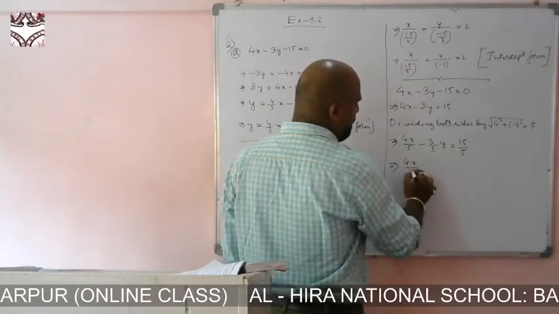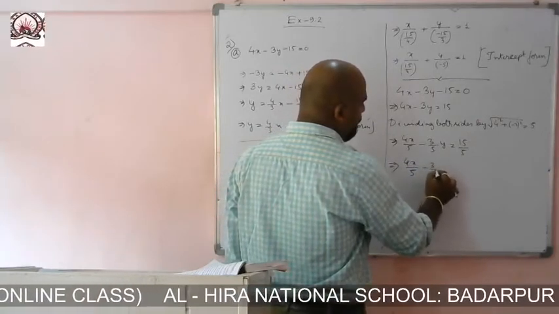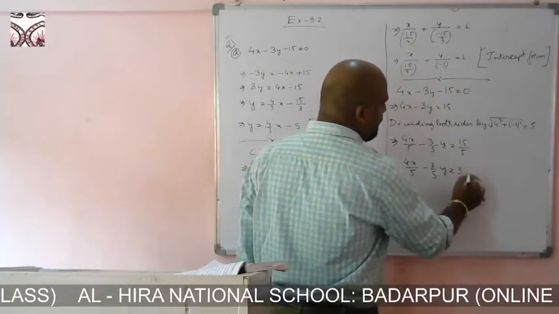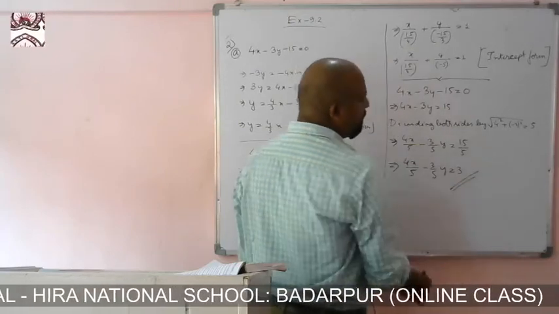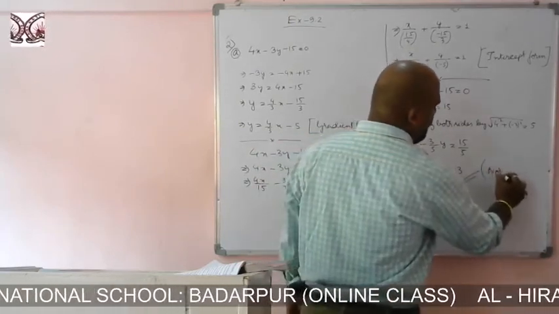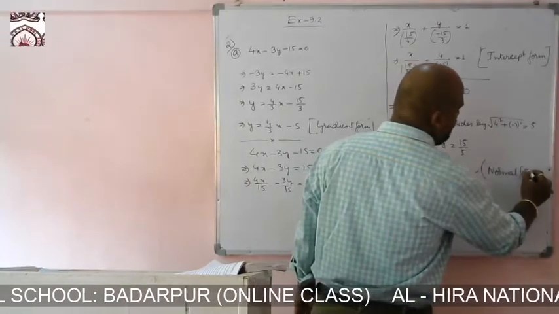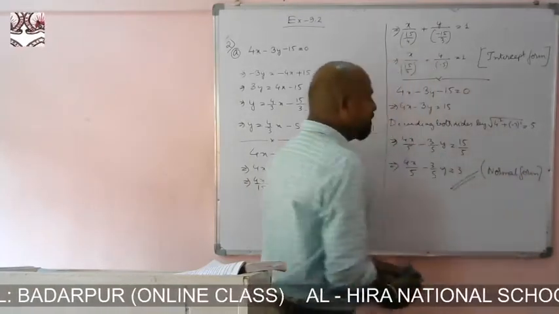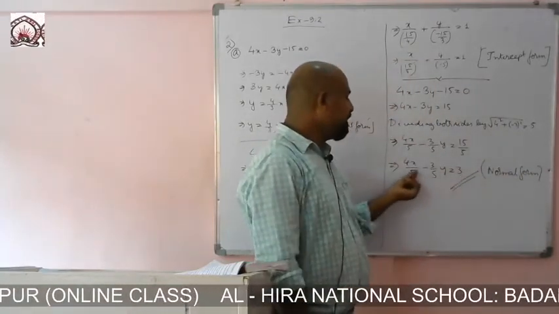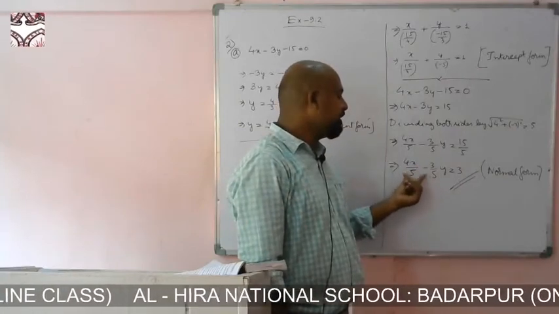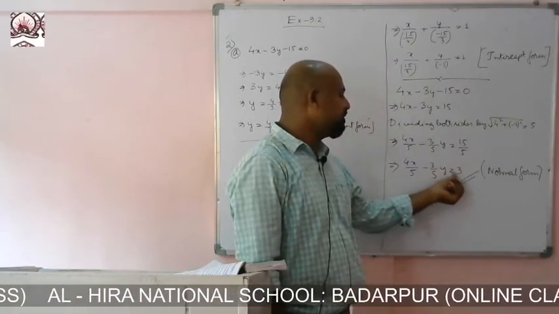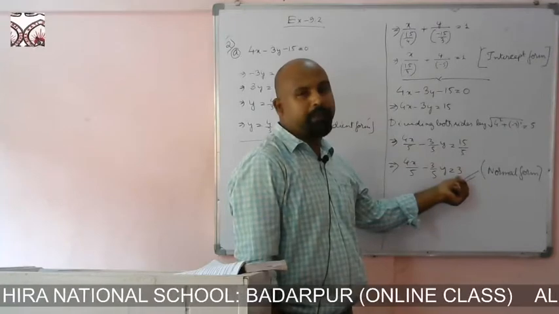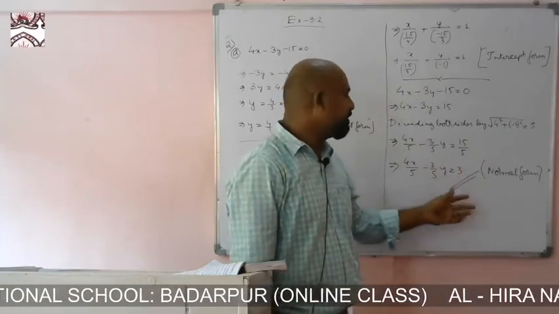So 4x by 5 minus 3 by 5 into y equals 3. This is written in which form? Normal form. Here the length of the perpendicular will be equal to 3.